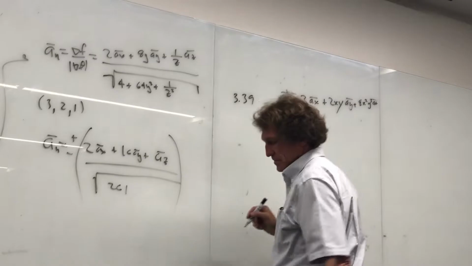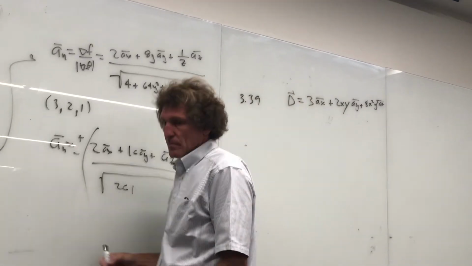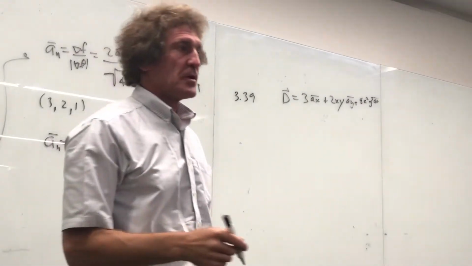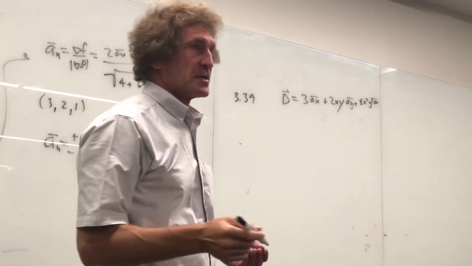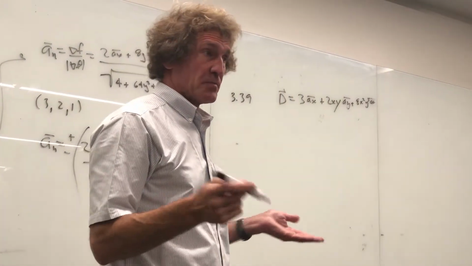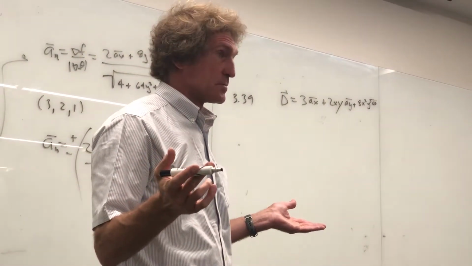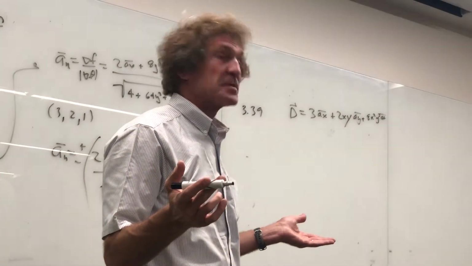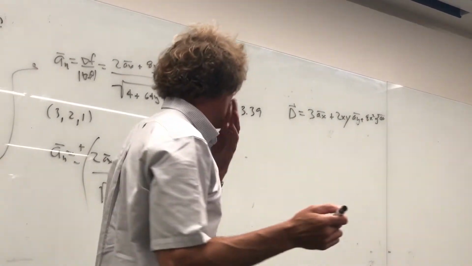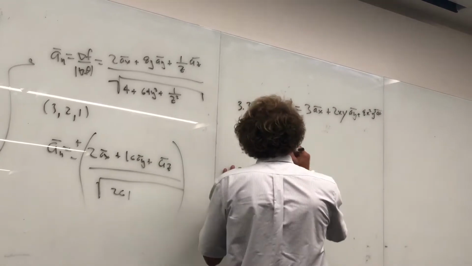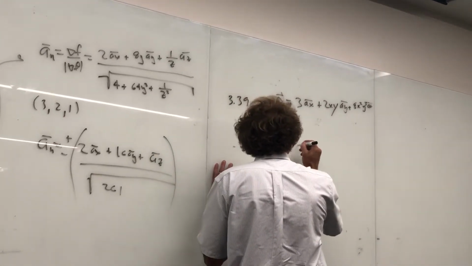Determine the charge density at the point (1,1,1). Okay. If you're given a D field and you want the charge density, that's rho V, right? What do you do? Anyone? Take the divergence. That's right. Divergence of the D field is equal to rho V.